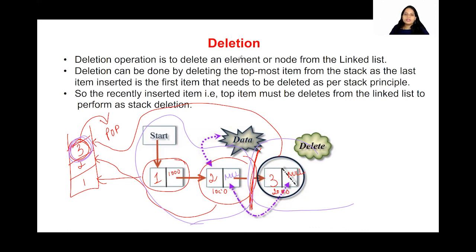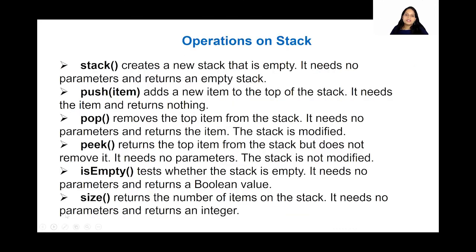So deletion is an operation to delete an element or node from the linked list. Deletion can be done by deleting the topmost item. So we have to remove the topmost item, in other words, in a linked list, we have to remove the last item. The recently inserted item, that is the top item, must be deleted from the linked list to perform the task of deletion. That is why we always say insertion is always done at the end, so that we know that that is the recent one. So in case of deletion also, we are going to remove the last element, right? I hope these insertion and deletion operations are clear.